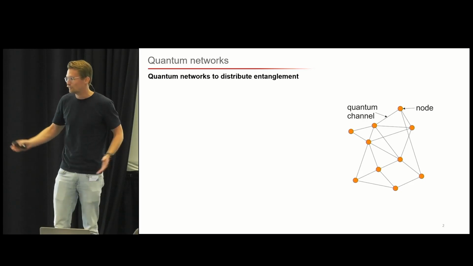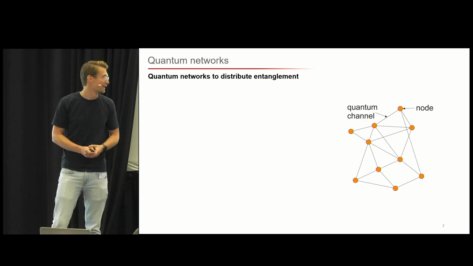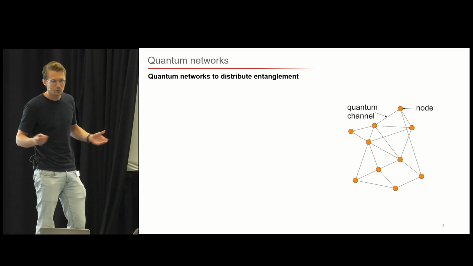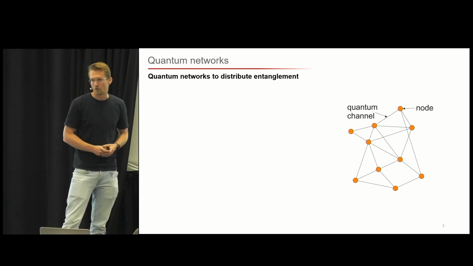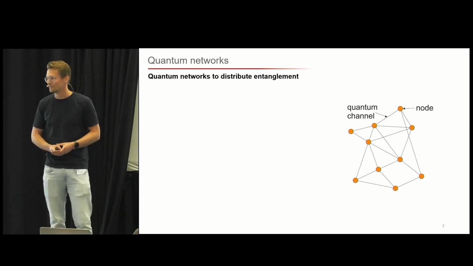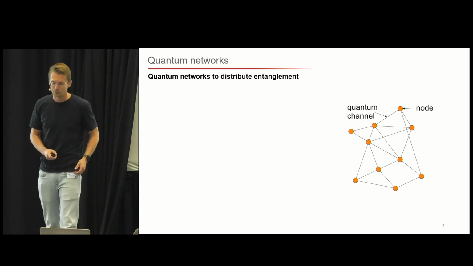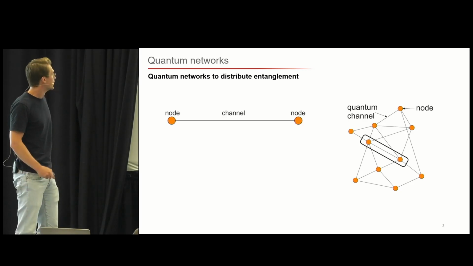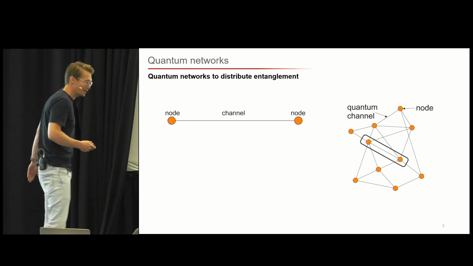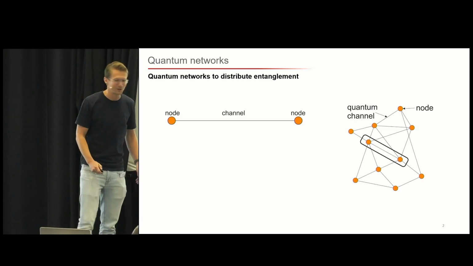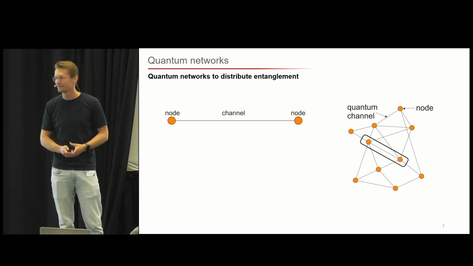In the end, you could think about applications such as distributed or blind quantum computing, or, what is important for this talk, you can use these networks for cryptography. This talk will be about the building block of such a quantum network, which is a quantum network link.